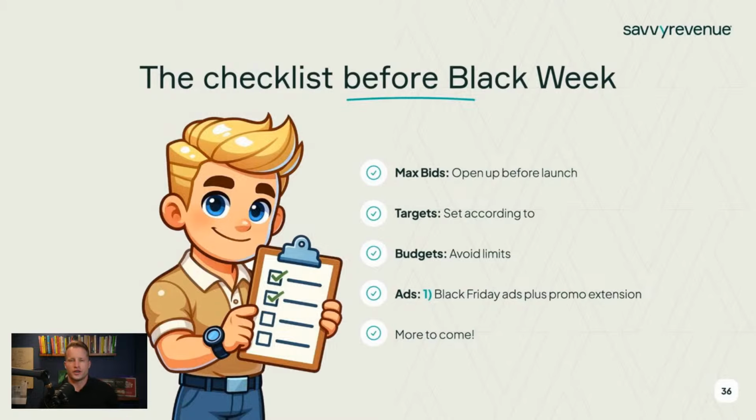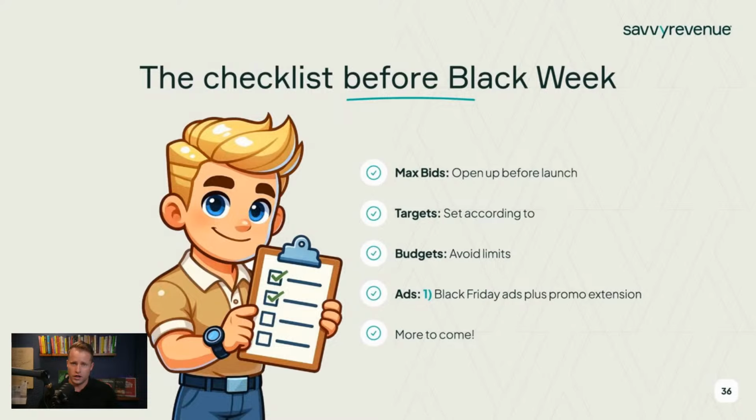Make sure you open up your max bid limits way before Black Week is starting. So we're talking now. Start increasing them by 10, 20, 30, 40%. 40 is a little bit much. 10 to 30% per week before Black Week. If you do it in Black Week, it's going to start learning in Black Week, and you're not going to know how to control the bids.